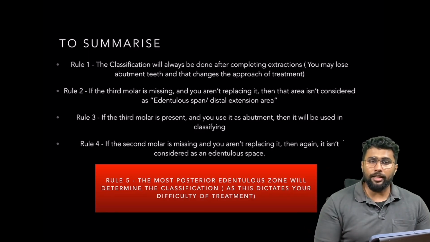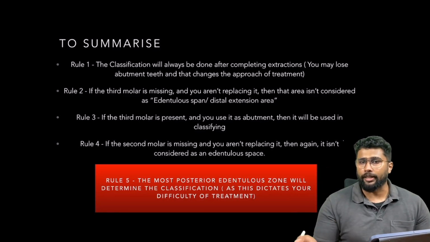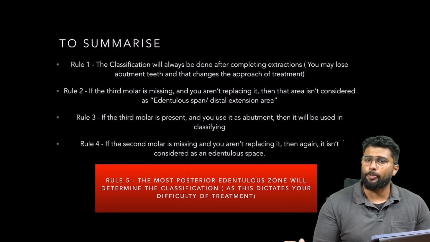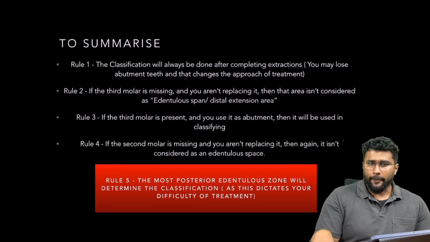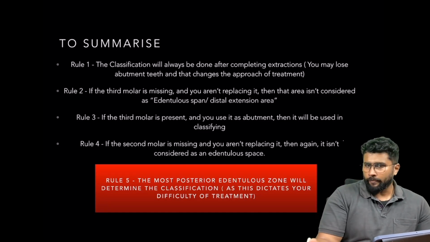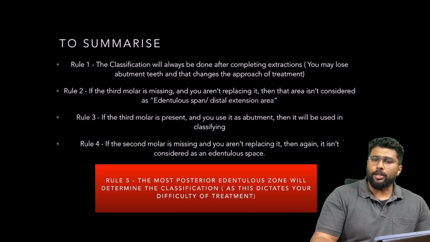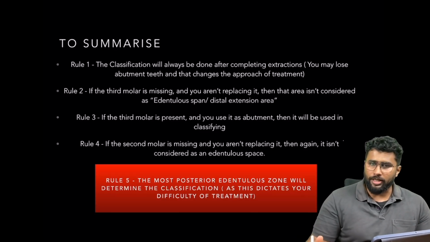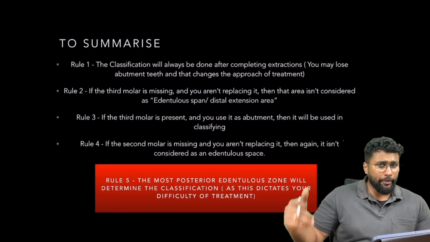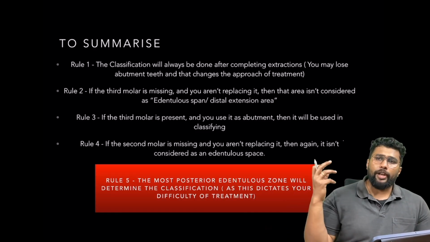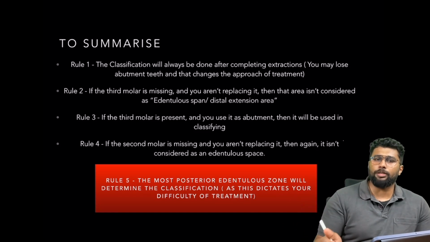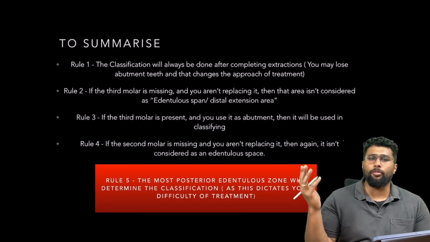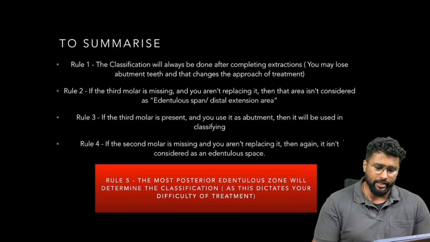If a second molar is missing and you are replacing it, then again it isn't considered as an edentulous space. Why? Because say for example, a 7 is missing, 6 is present, 5, 4, 3 might be missing. Say I am going to put a clasp on 2 and I'm going to put a clasp on 6. I'm not going to be replacing 7. So when I'm not replacing it, why do I need to be bothered about it? That is what rule 4 says. If the second molar is missing and you aren't replacing it, do not worry about it. Don't consider it in the classification.